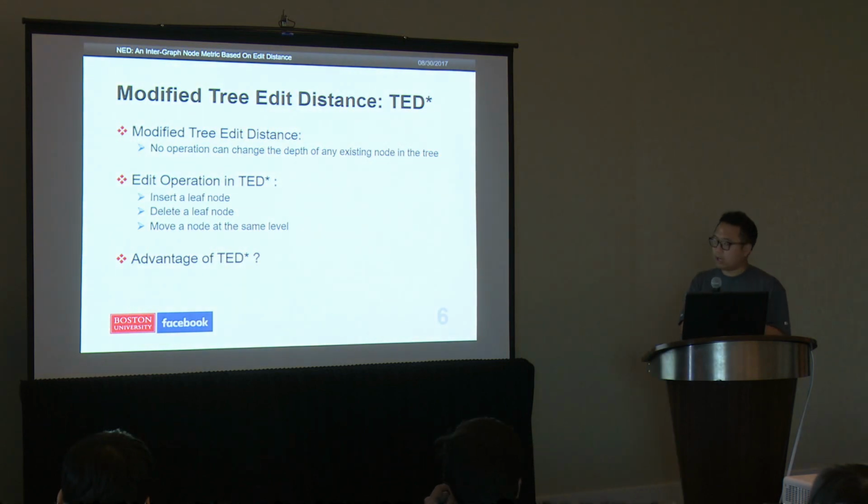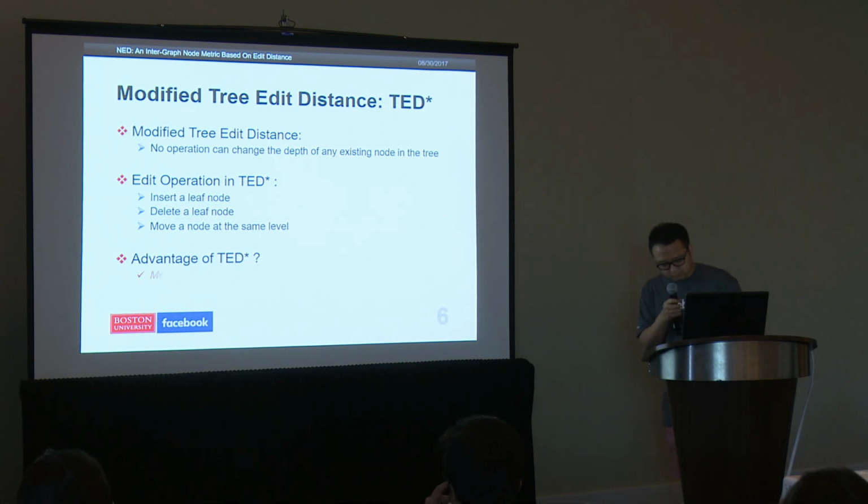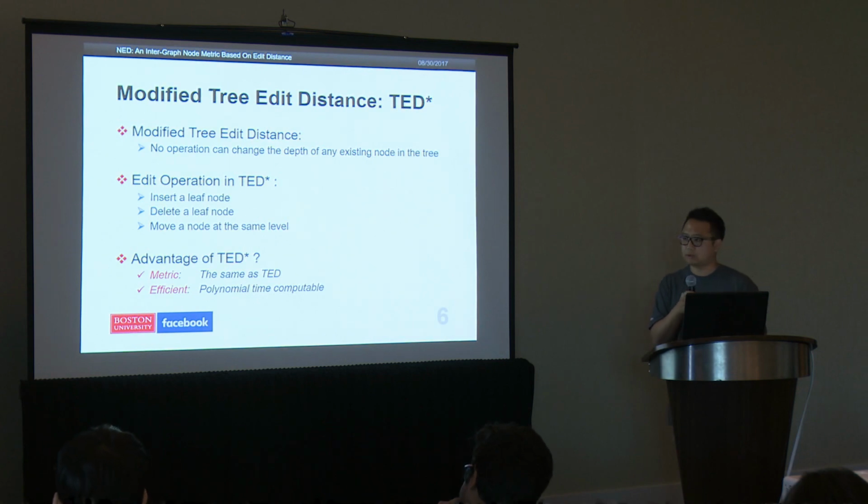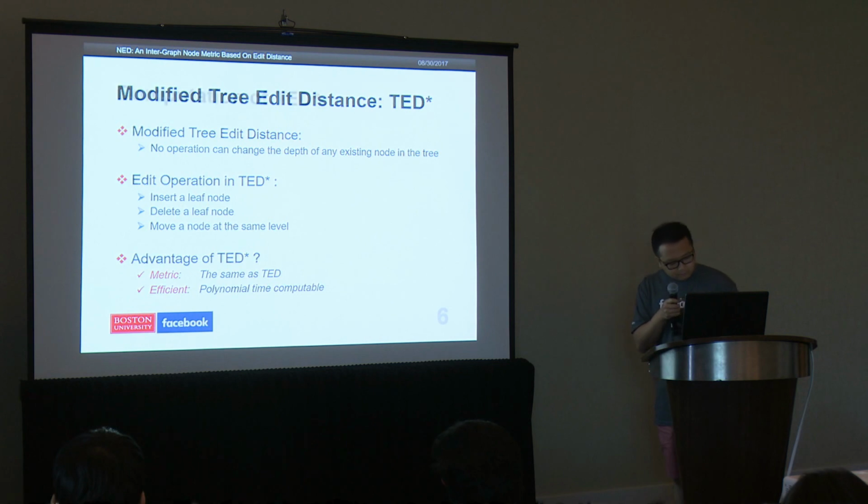So after we introduce these constraints, we actually have three edit operations in this modified tree edit distance. We can insert a leaf node, we can delete a leaf node, and we can move a node at the same level from one parent node to another parent node. The advantage of this modified tree edit distance is, one, it is still a metric. It's the same as the tree edit distance. It satisfies all the metric properties. And the second is that it's efficient. We have an algorithm that can do it in polynomial time.